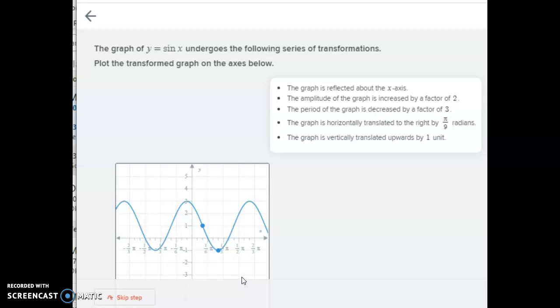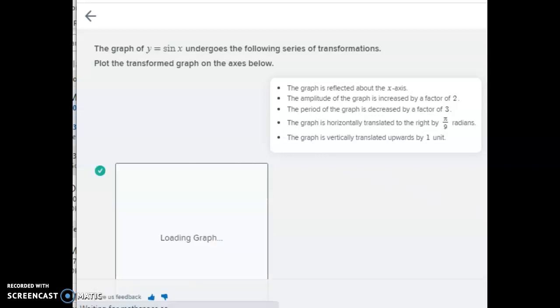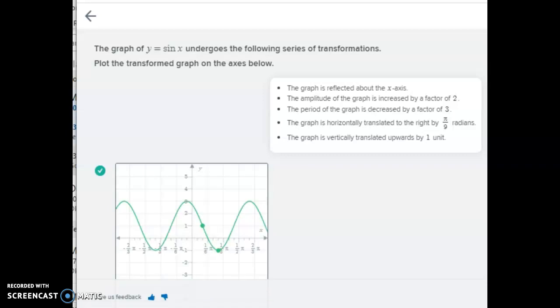Now, I claim that that is the correct interpretation of these transformations. And when I press the submit button, I get a green check mark. So I've done this correctly.